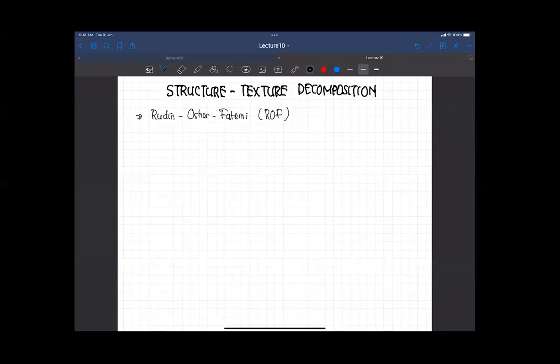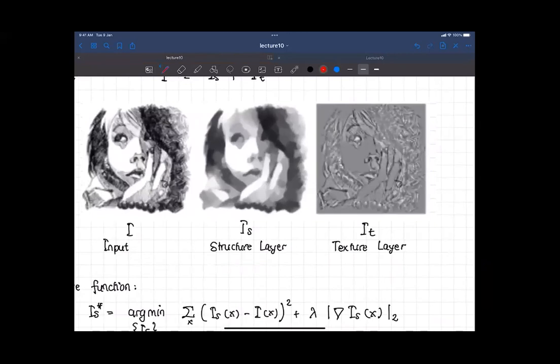Okay, so what is this algorithm about? First of all, according to the algorithm, we can split an image into two things, which is I_S plus I_T. The first one, I_S, is called the structure layer. And this I_T is called the texture layer. So what is the difference between the texture layer and the structure layer? You can see here. The left is the input image, the middle is the structure layer, I_S, and the most right is I_T, or the texture layer.